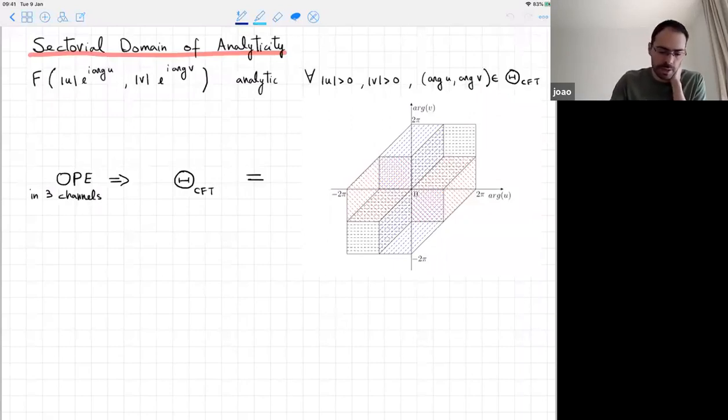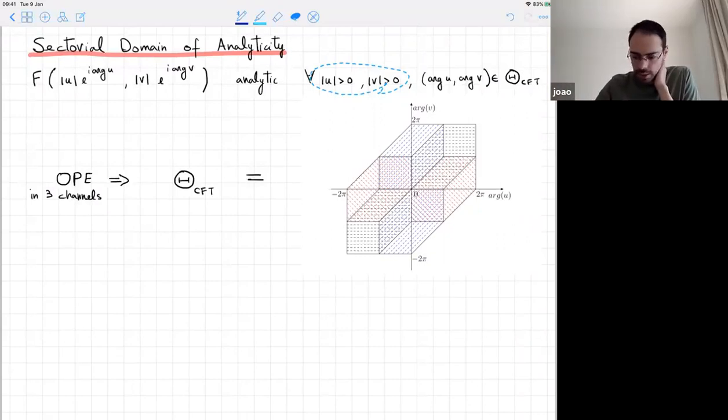Okay, so a sectorial domain is when you take, let's say, U and V to be any positive real number times a phase. Okay, so the phase I call arg U and arg V. And now you ask, when is F analytic for any values of modulus of U and modulus of V, and fixed argument of U and V? Okay, so for example, if arg-U and arg-V are 0, this is just the original section, U and V bigger than 0. But now you can ask, when you rotate U and V, what is the analytic domain?